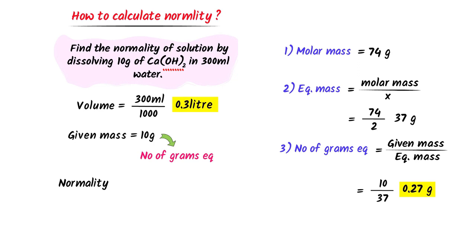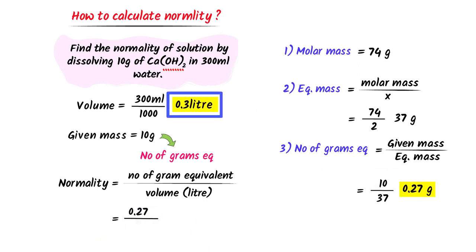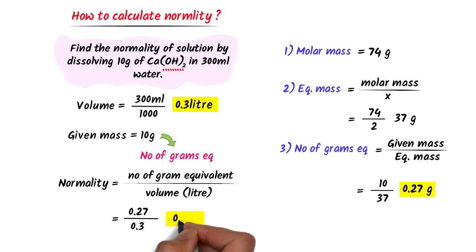The formula of normality is number of grams equivalent of solute upon volume of solution in liter. The number of grams equivalent of solute is 0.27 and the volume of the solution is 0.3 liter. After calculation, I get 0.9 gram per liter or 0.9. So the normality of this solution is 0.9.